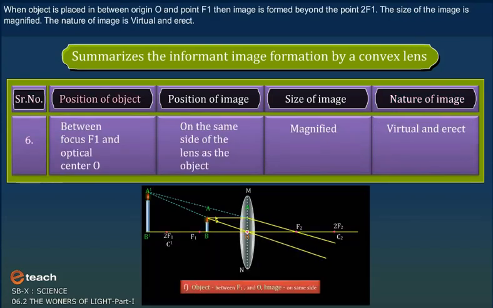When object is placed in between origin O and point F1, then image is formed on the same side, beyond the point 2F1. The size of the image is magnified. The nature of the image is virtual and erect.